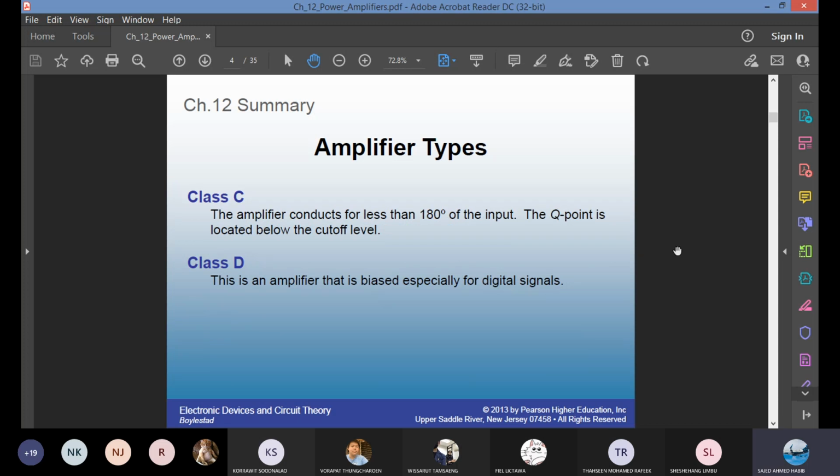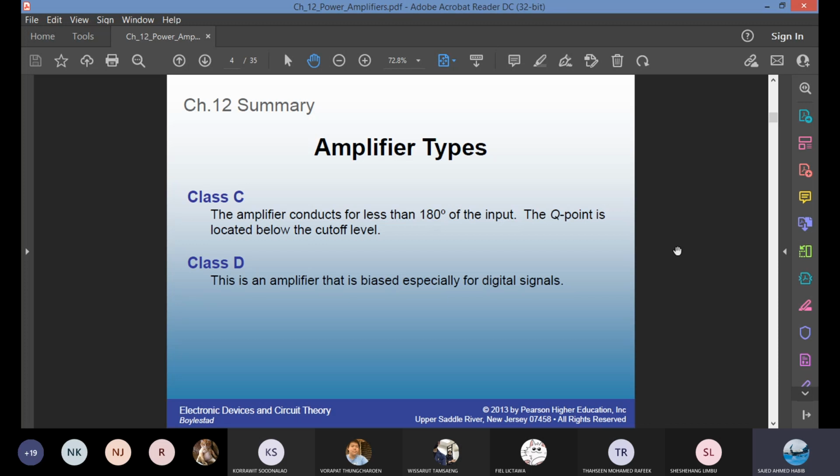There's a fourth type, class C. If you leave it alone by itself, it conducts for less than 180 degrees of the input. Q point is in the negative axis of Y below the cutoff level. But if you pair the class C amplifier with the tuned circuit, which we'll also study later on, and the frequency of this amplifier is matching the frequency of the tuned circuit, it can conduct for full 360. For this reason, it is used mostly in radio communication devices for class C.